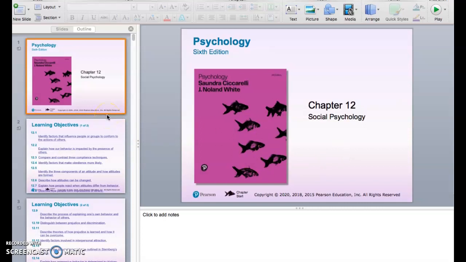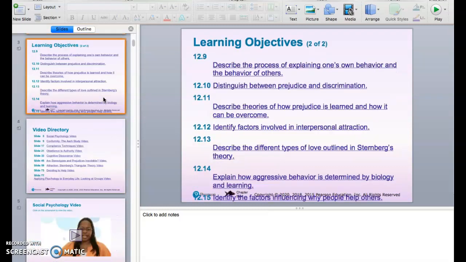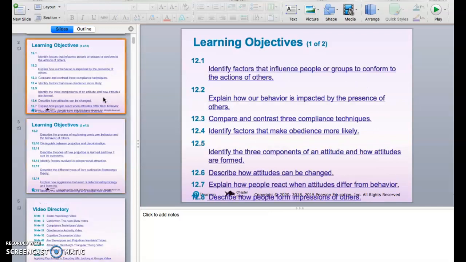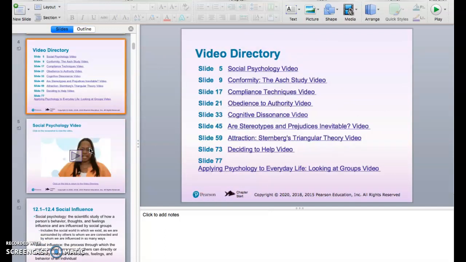If I go in here, you're going to see the learning objectives, and these are the same ones that I post on Play-Doh for you. You should be able to understand each one of these. When you come away from having done the reading and watched the videos, you should use this as a guide to what you should know for this chapter. This would be a good thing to use for your study guide: be able to explain each of these concepts here, okay? It also comes with a video directory.